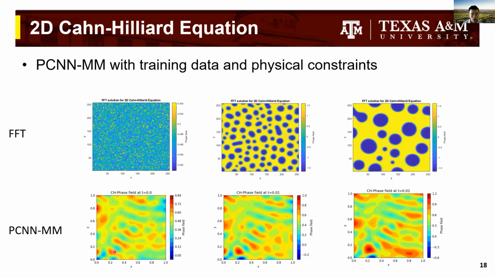And you can see that if you just focus on this small area, the phase field will evolve, try to become larger and larger, and then those phase fields will combine with each other, which means that this physical constraint neural network really captures the dynamics or physics of this spinodal decomposition.